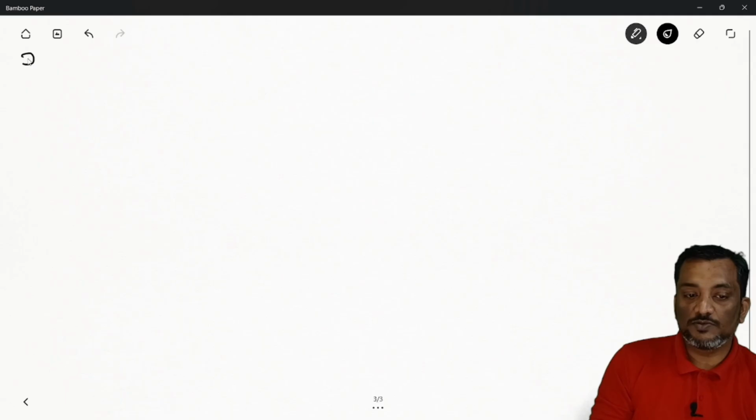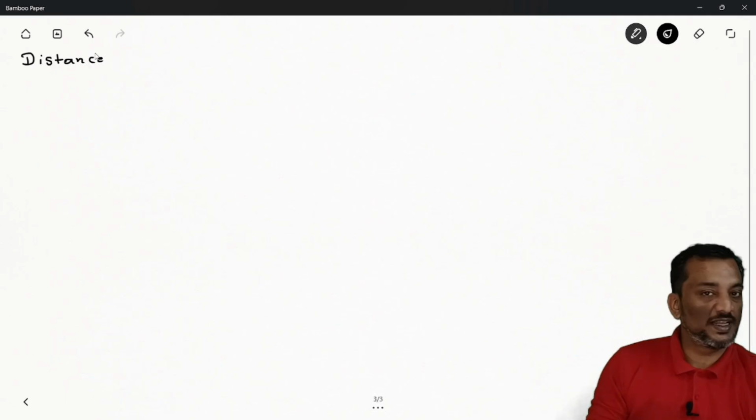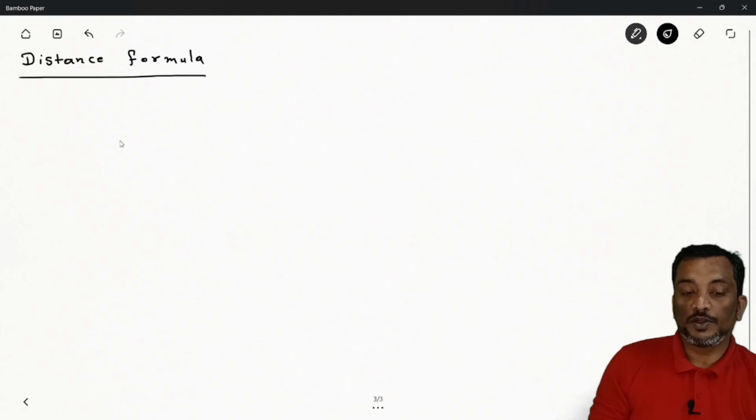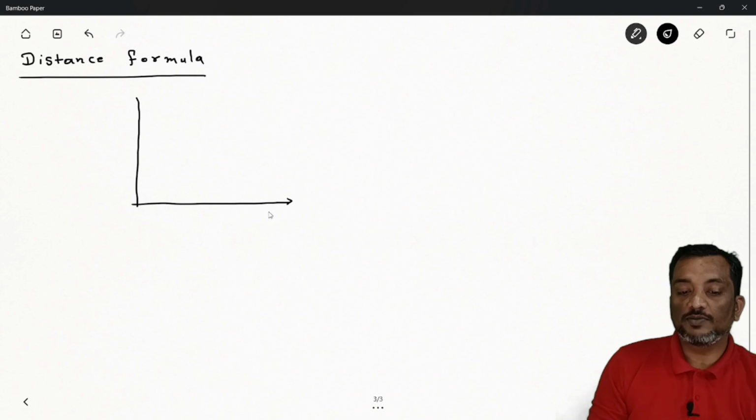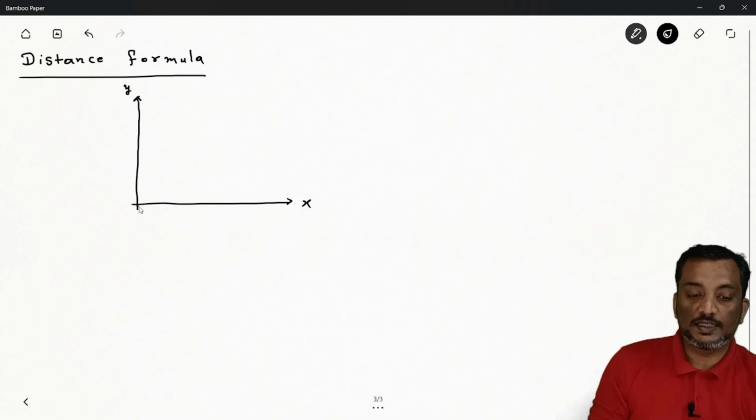Now see the distance formula, and it is very important for students giving board examinations, either CBSE, state board or ICSE, because every year one question will be asked, either 2 marks or 3 marks, from the distance formula. So let's see how the distance formula works. Suppose this is your graph. First I will explain with the graph so you can understand. In this graph the vertical axis is y and the horizontal is x, and this is your origin.